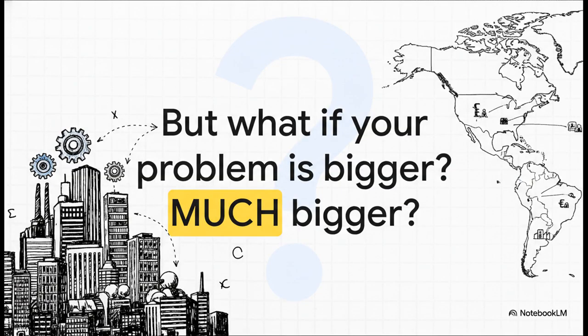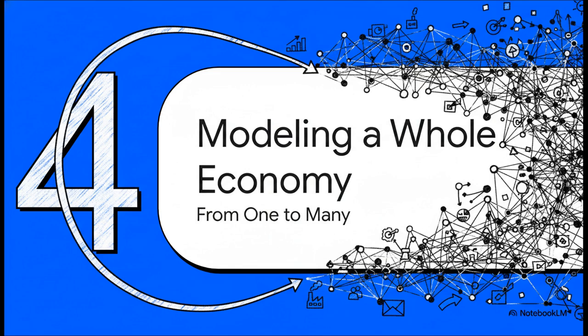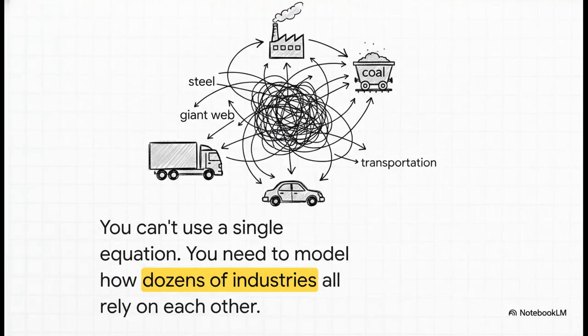Okay, so that's great for one company, but what if your problem is bigger? Like way, way bigger? What if you need to solve for dozens of businesses, or maybe even an entire national economy? Yeah, this is a whole different level of complexity. We're not just optimizing a single curve anymore. We are now modeling a massive, tangled, interconnected system. Just think about it for a second. The steel industry needs coal. The car industry needs steel. The coal industry needs heavy machinery. And around it goes.